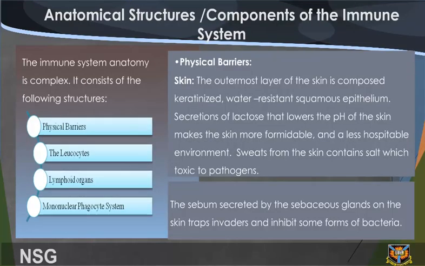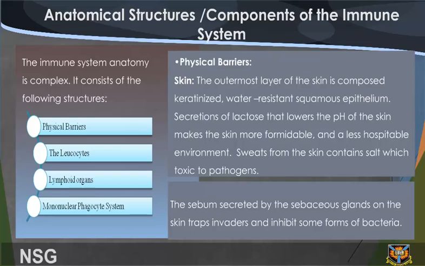Anatomical structures or components of the immune system. The immune system anatomy is complex. It consists of the following structures: physical barriers, the leukocytes, lymphoid organs, and the mononuclear phagocyte system.